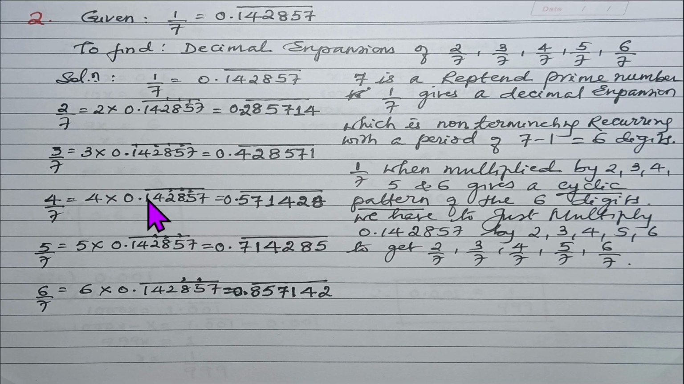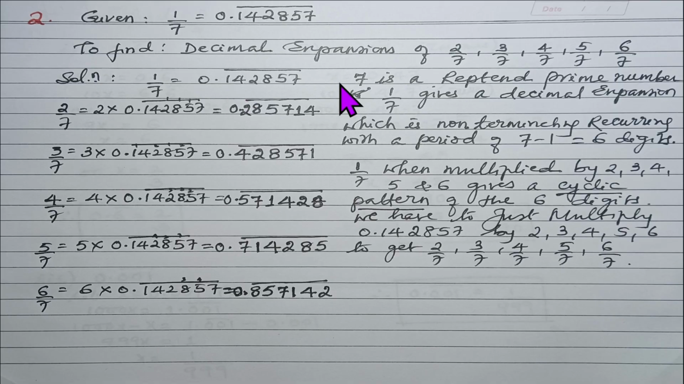To get 4 by 7, multiply 0.142857 by 4. For getting 5 by 7, multiply 5 by 0.142857, and for getting 6 by 7, multiply the same value by 6, and we get all the decimal expansions, 1, 2, 3, 4, 5, 6 by 7, and if you observe them, they have a cyclic pattern.